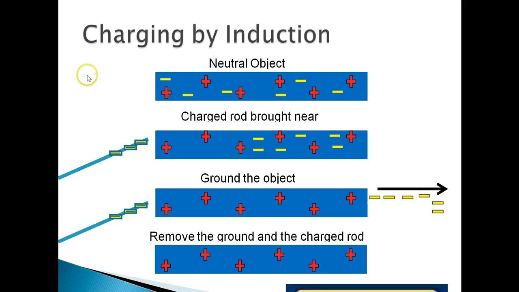Again, the same thing could happen if I had a positive rod. I could make this a negative charge. So that's a contrast to the last type that we talked about. If you charge something by induction, it's going to end up with the opposite charge of what you're charging with, as opposed to when you charge by conduction, where it was the same. So that's one thing that's different.